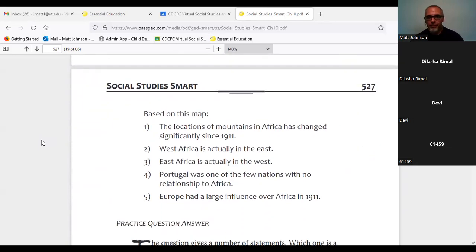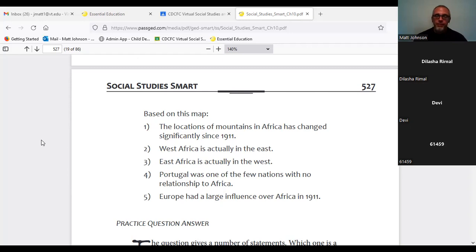Based on this map, right? And then it's going to have you select one of these choices. The locations of mountains in Africa has changed significantly since 1911, or West Africa is actually in the east, East Africa is actually in the west, Portugal was one of the few nations with no relationship to Africa, or Europe had a large influence over Africa in 1911.